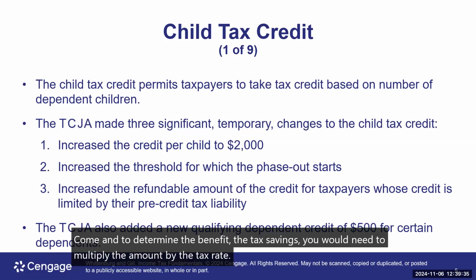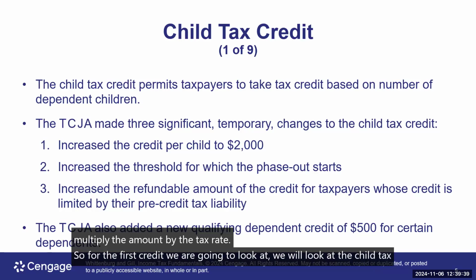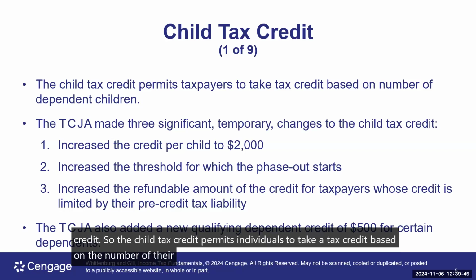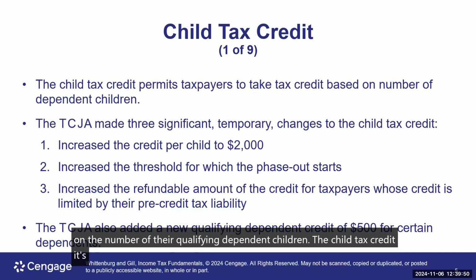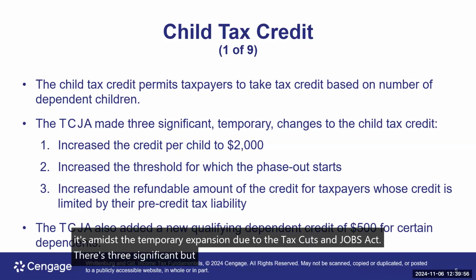So for the first credit we are going to look at, we will look at the child tax credit. The child tax credit permits individuals to take a tax credit based on the number of their qualifying dependent children. The child tax credit is amidst a temporary expansion due to the Tax Cuts and Jobs Act. There are three significant but temporary changes to the child tax credit.